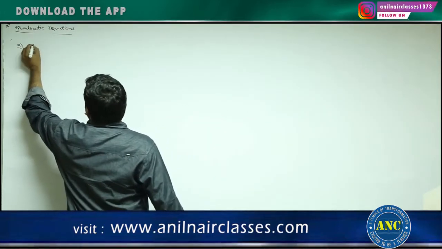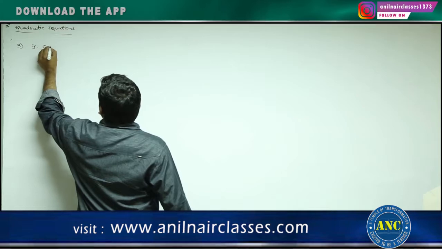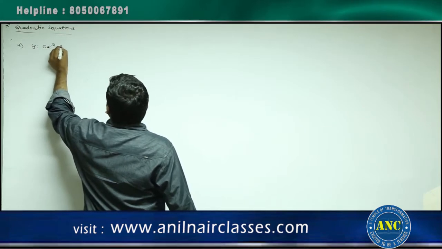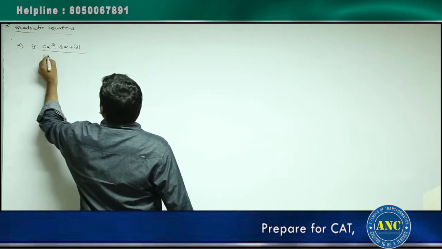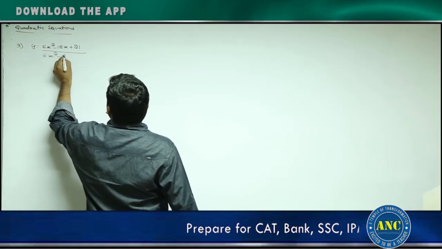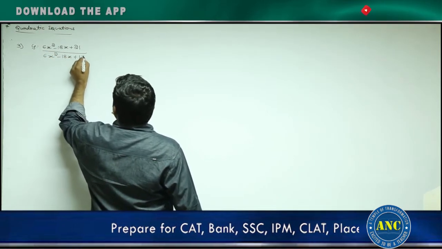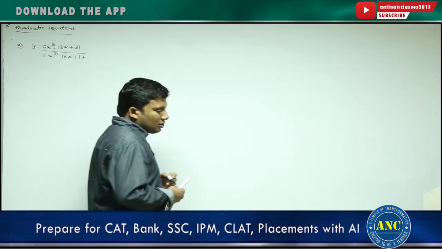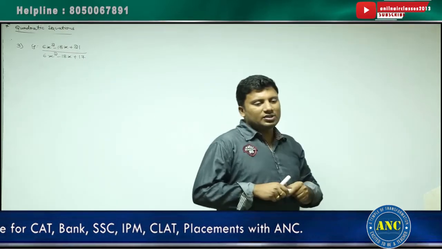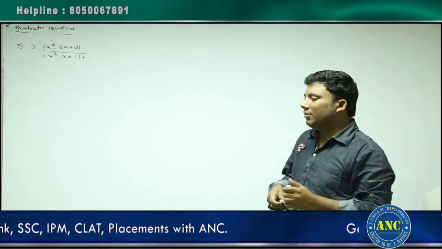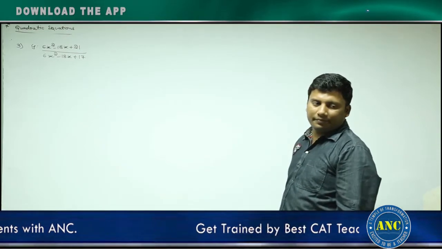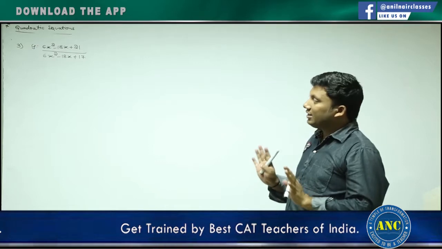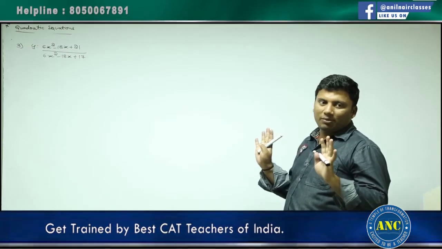Find the minimum value for y, where y is 6x square minus 18x plus 21 divided by 6x square minus 18x plus 17. See here, it's a rational function. It is of the form a by b.